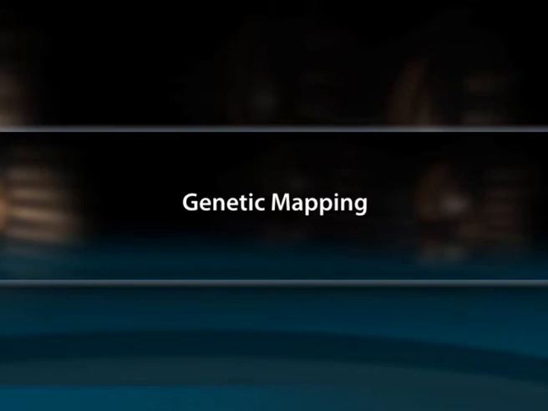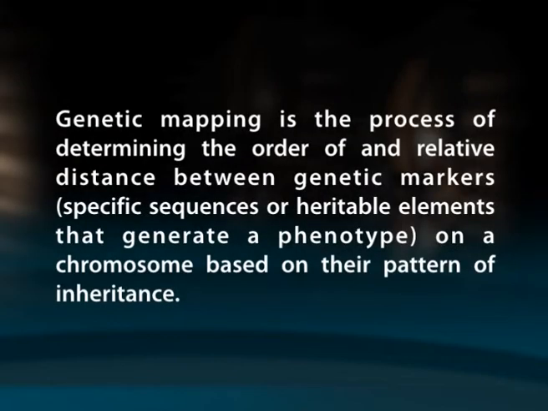Genetic mapping. Genetic mapping is the process of determining the order of and relative distance between genetic markers, specific sequences or heritable elements that generate phenotype on a chromosome, based on their pattern of inheritance. Genetic mapping in bacteria relies on chromosome transfer between cells.